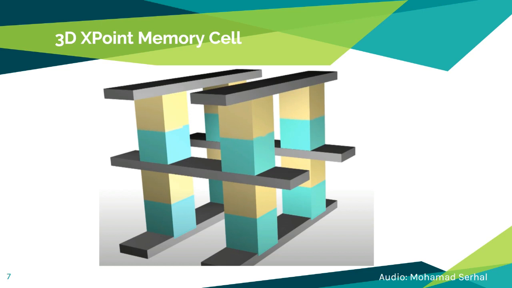This design removes the need for transistors, which makes crosspoint faster, easier to read and write, and also cheaper to produce. The three-dimension aspect is there to improve the storage density by stacking cells on top of each other, making more data storage possible.